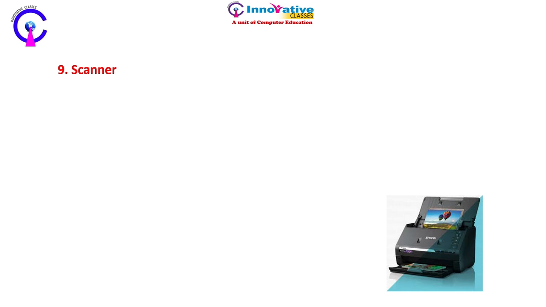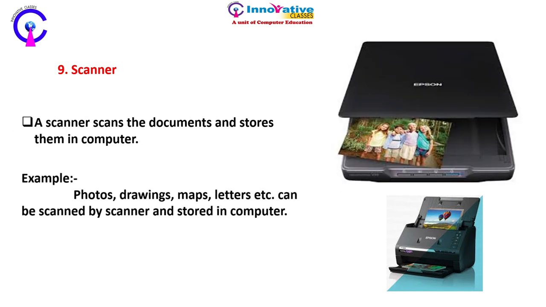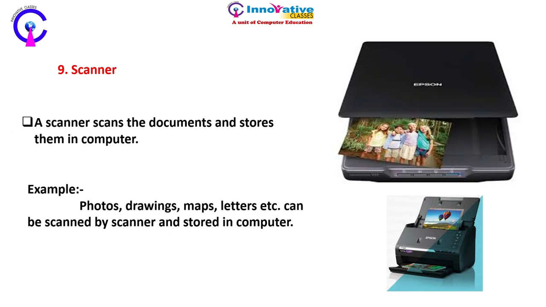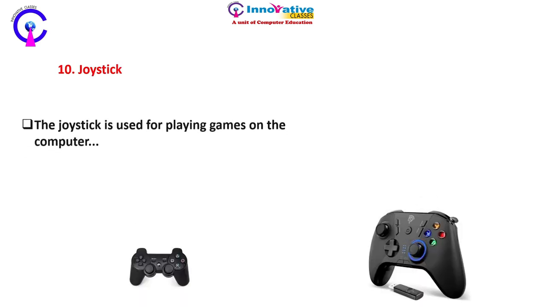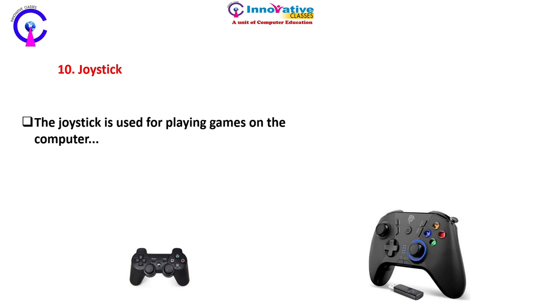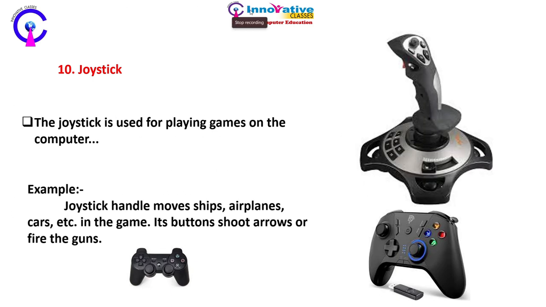9. Scanner. A scanner scans the documents and stores them in computer. Example. Photos, drawings, maps, letters etc. can be scanned by scanner and stored in computer. 10. Joystick. The joystick is used for playing games on the computer. Example. Joystick handle moves ships, airplanes, cars etc. in the game. Its buttons shoot arrows or fire the guns.